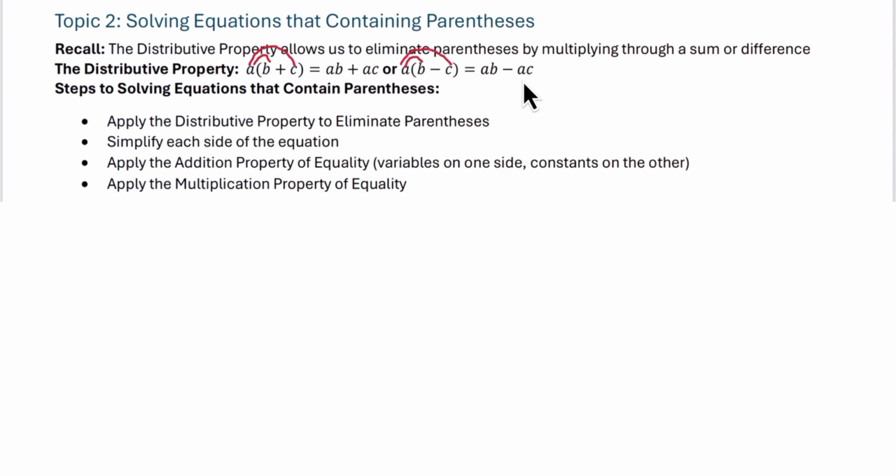So the steps to solve equations are now: apply the distributive property to eliminate parentheses when needed, then simplify both sides of the equation using combining like terms, apply the addition property of equality. This will allow us to move all variables to one side and constants to the other, and then if necessary we can use the multiplication property of equality to finally isolate the variable.